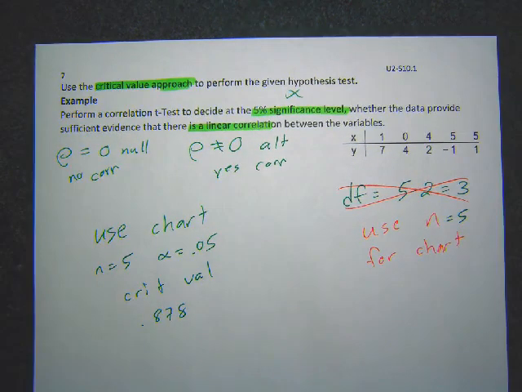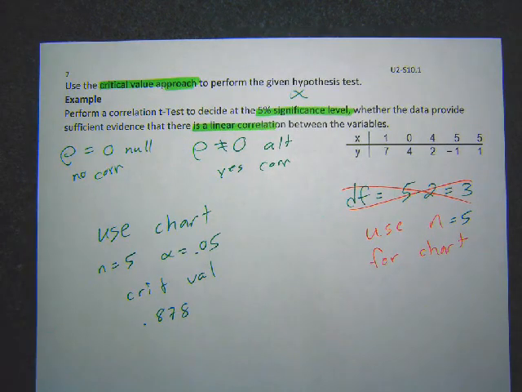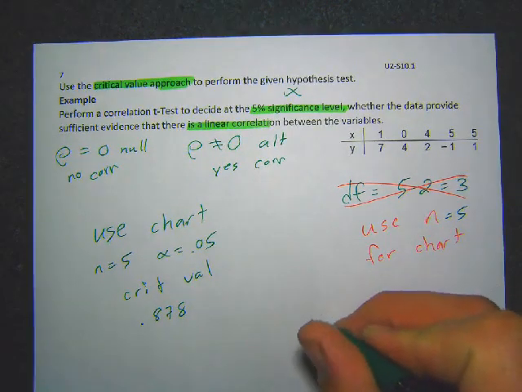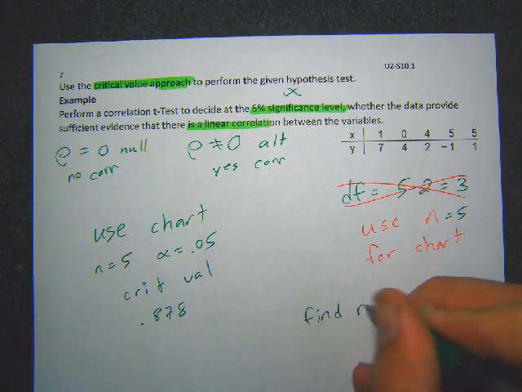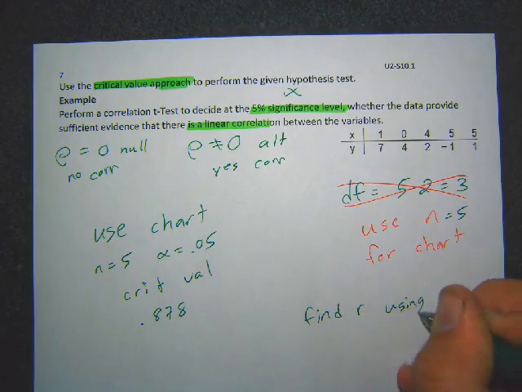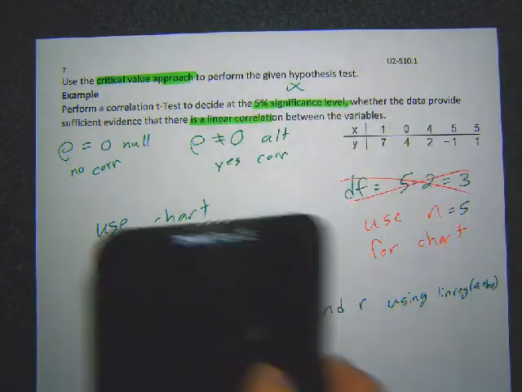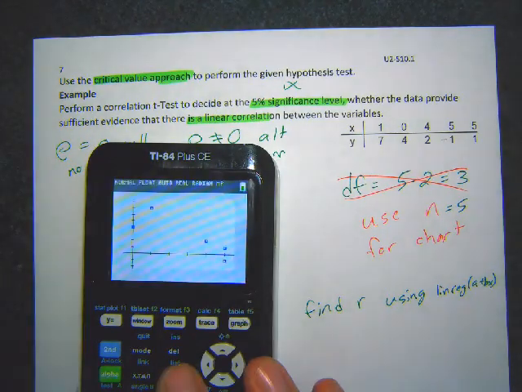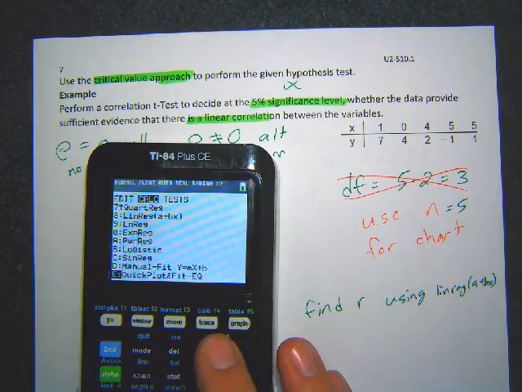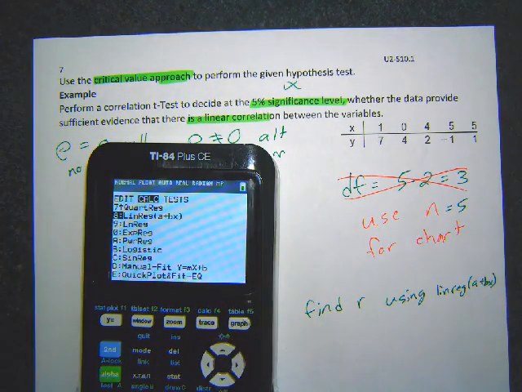So that's how we get the critical value. Then we need to compare that with the actual R value for this. So we find R using the LinReg A plus BX. So that's our way to find R. We just go to stat, calculate LinReg A plus BX.